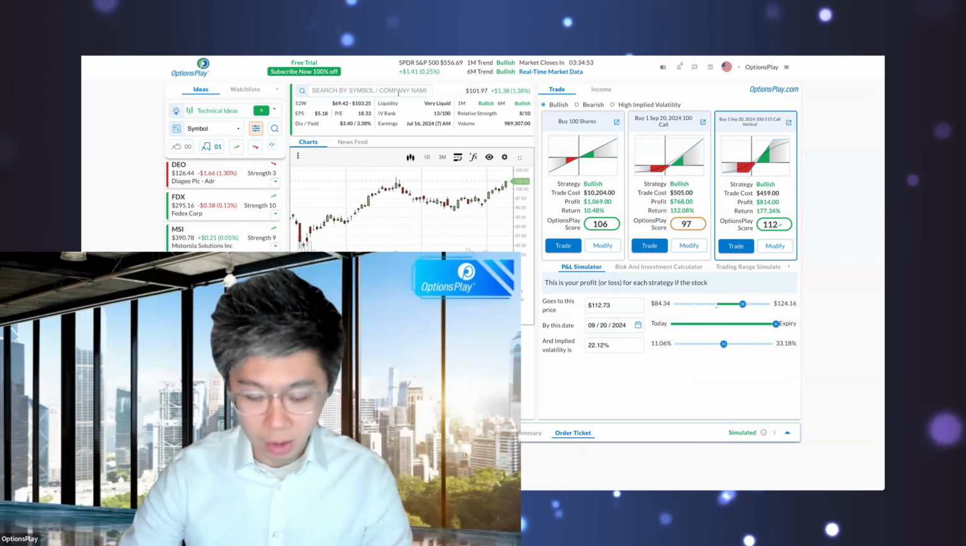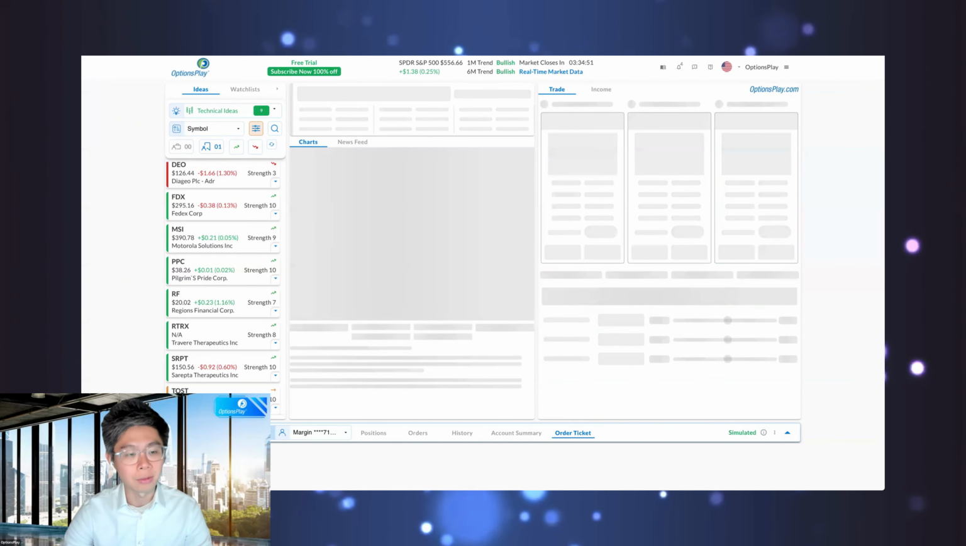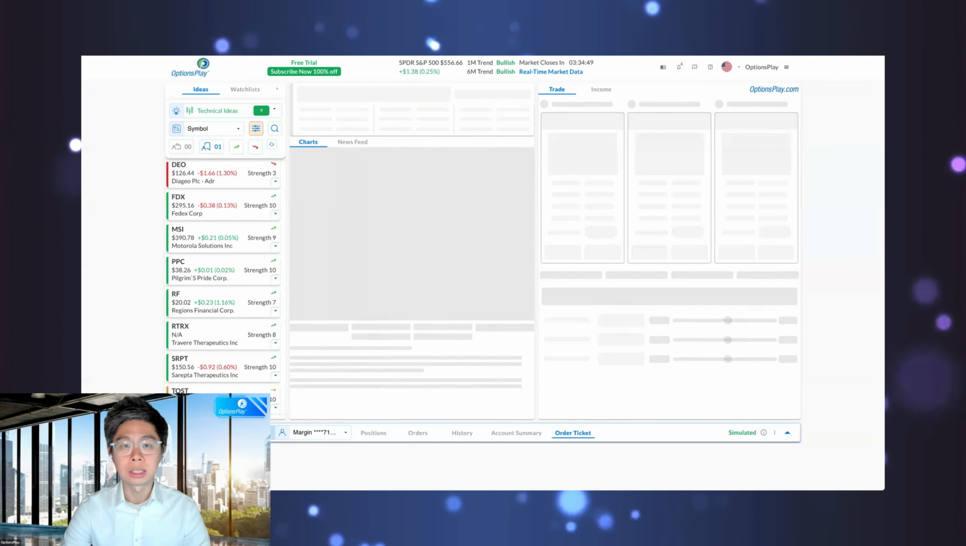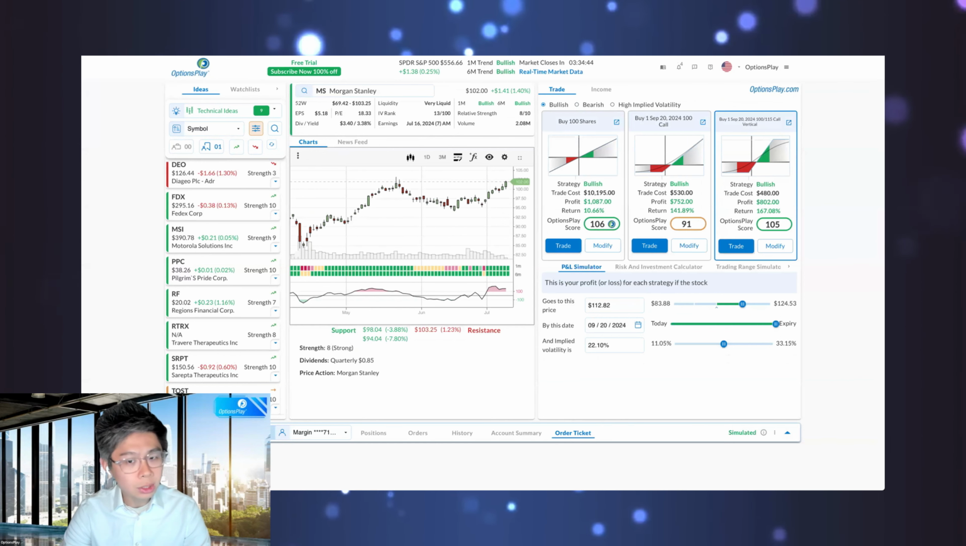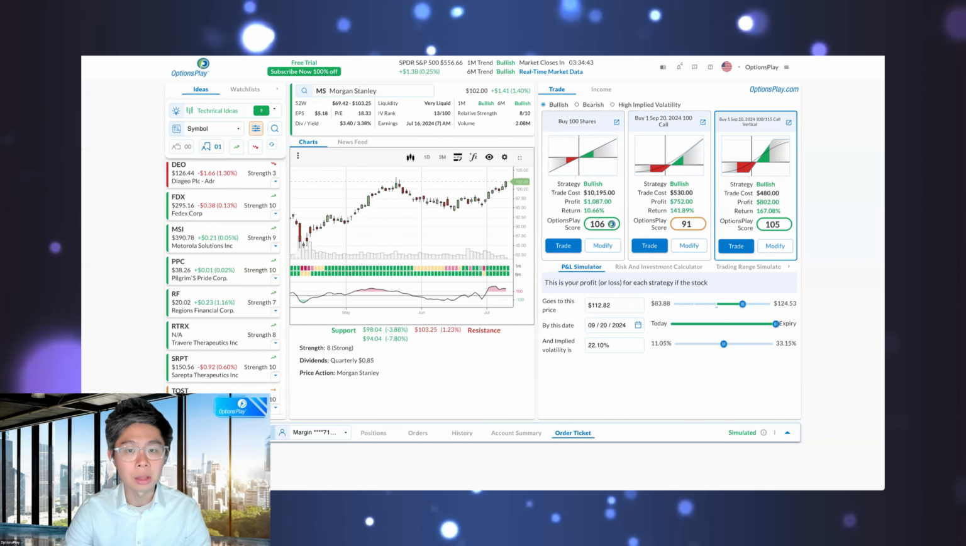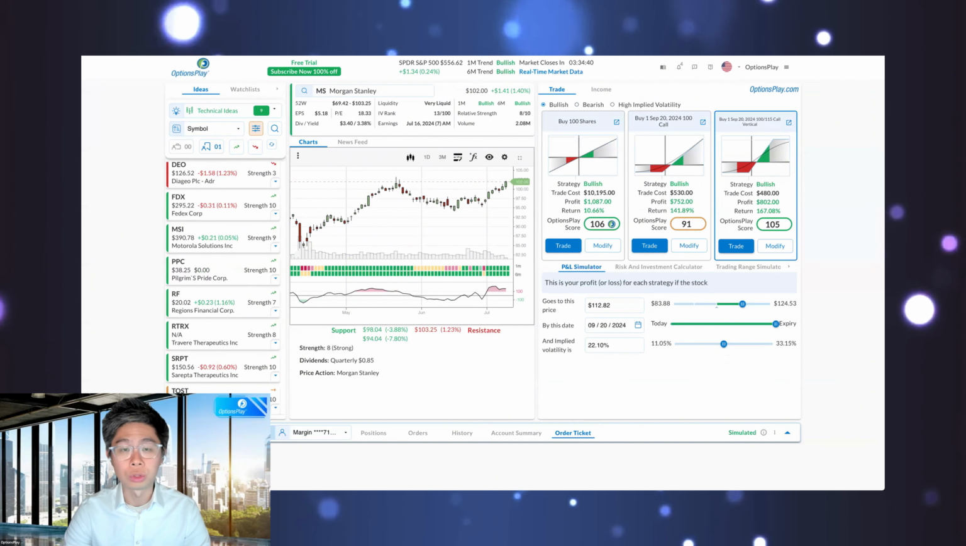What I wanted to show you here today is some of the ideas that you'd be able to generate from the OptionsPlay platform and how you can execute those ideas directly into your TradeStation account. Now, this morning, for those of you that have an OptionsPlay account, we sent out a new trade signal for Morgan Stanley. We've been long Morgan Stanley since around the $97. It's now trading at around 102.